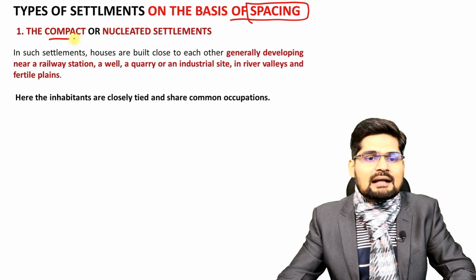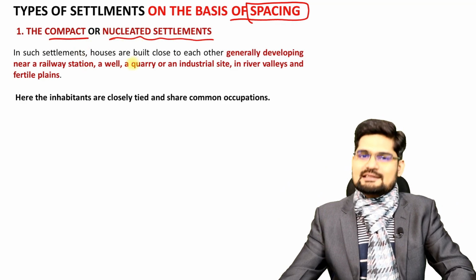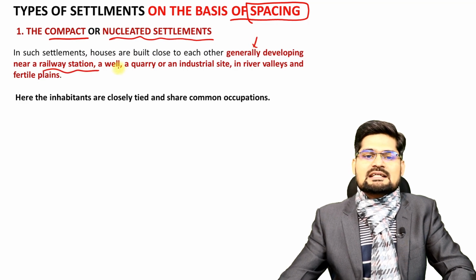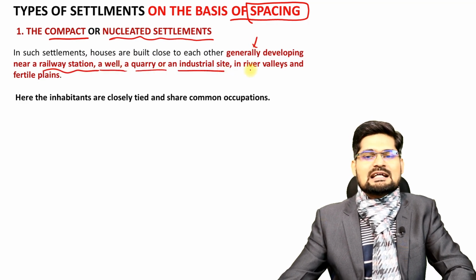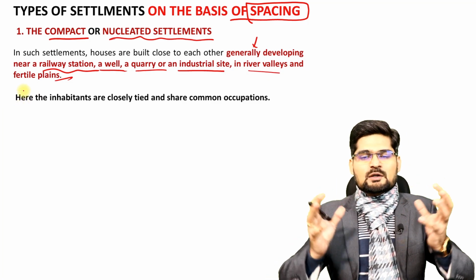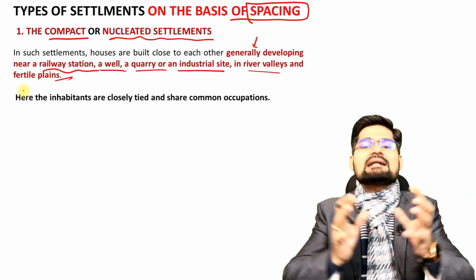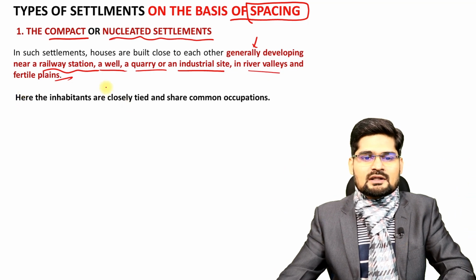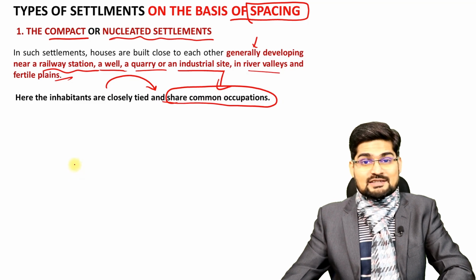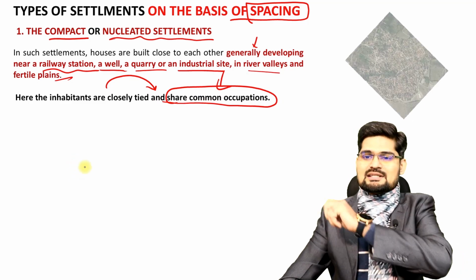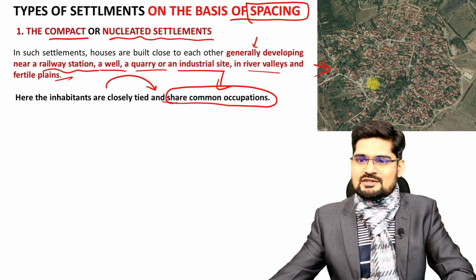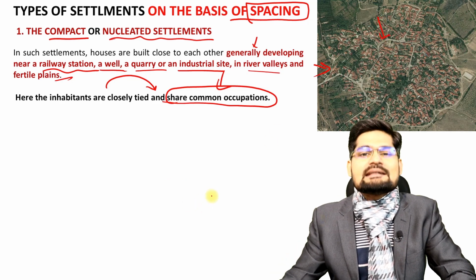So we have compact or congested, or we say nucleated settlements, for example. So what do you observe? Generally they develop near a railway station, a well, a quarry or industrial site, a river valley, fertile plains, where space is less but people are more, and this is a compacted settlement, right? So what you observe here, inhabitants are closely tied and share common occupations. That is very important to understand. So how does it look? It looks something like this if you look into the aerial photograph, right? So this is a compact, or we say nucleated settlement.